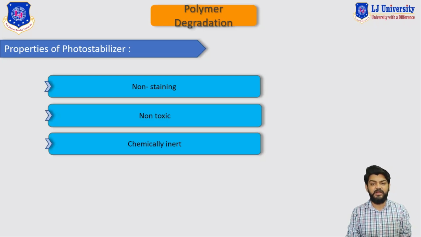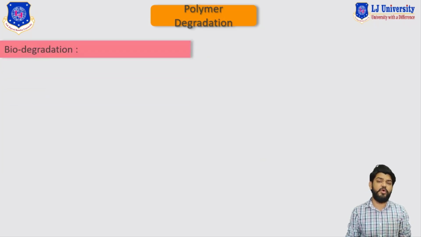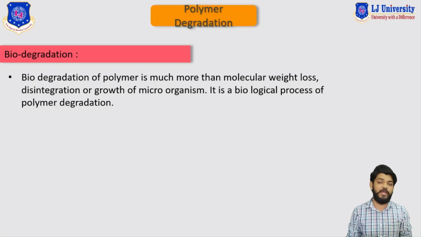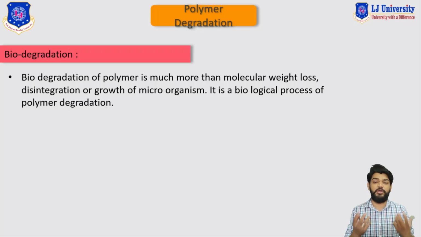question. Now after understanding this, let's move to the next type of degradation, and that is biodegradation of the polymer. Well, this biodegradation is not only about the reduction in the molecular weight of the polymer or its physical change, right? It is more than just a reduction in the molecular weight of the polymer. It is a biochemical process which takes place on the polymer by different living organisms.